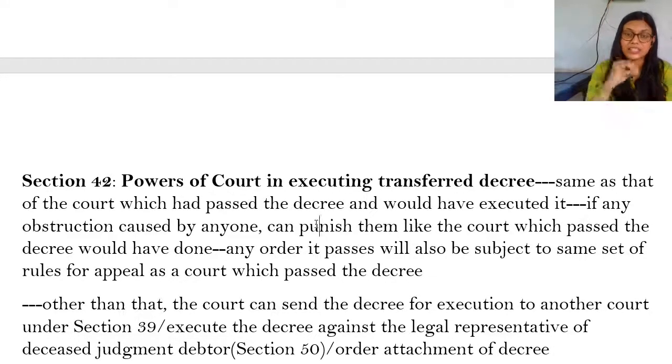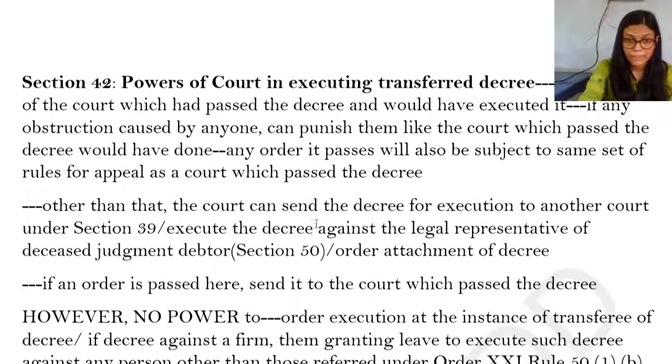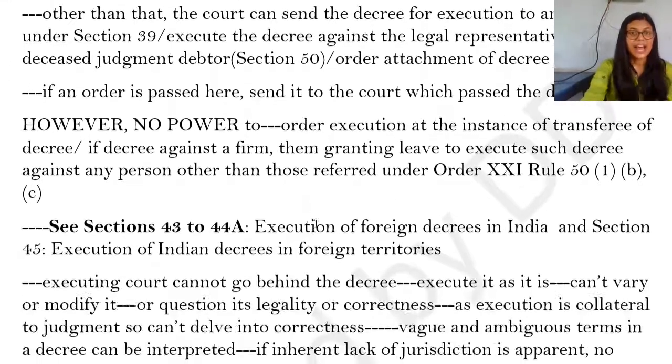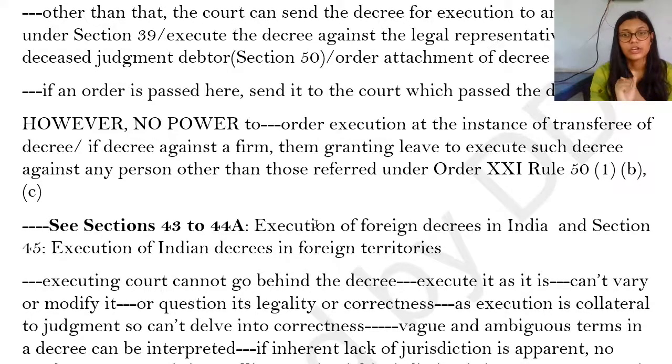Other than that, this court can also send the decree for execution to another court under section 39, or it can execute the decree against the legal representatives or also order attachment of the decree. And any order they pass here, they will also have to send to the court which originally passed the decree. However, you have to remember certain things: it has no power to order execution at the instance of the transferee of a decree.